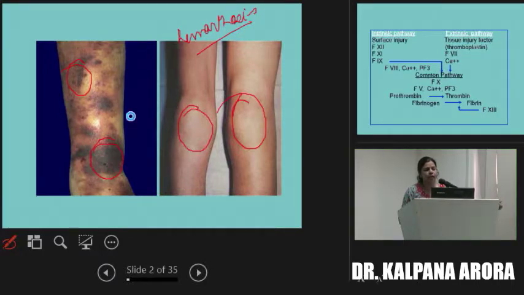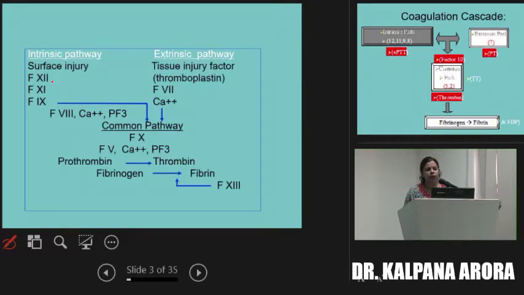Now, you must be familiar that the clotting factors are labeled 1 to 13, and they act in a sequential manner. That is, there is an intrinsic pathway and an extrinsic pathway, and they converge to the common pathway. The common pathway eventually leads to the formation of fibrin strands, which stops the bleeding.